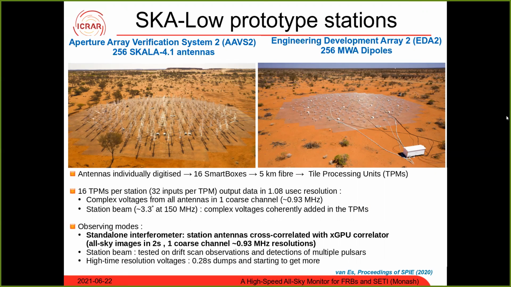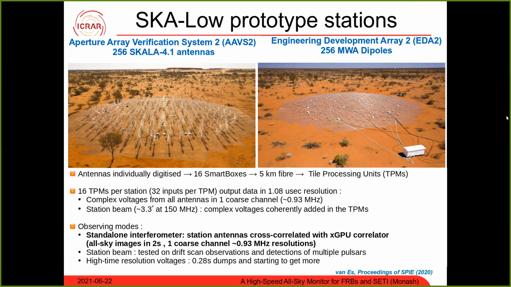Inside these TPMs, firmware runs on FPGA boards and coarse channelizes the digitized voltages into 512 coarse channels of about 0.93 megahertz and a time resolution of about 1 microsecond. And so these TPMs can send this data to the data acquisition computer.